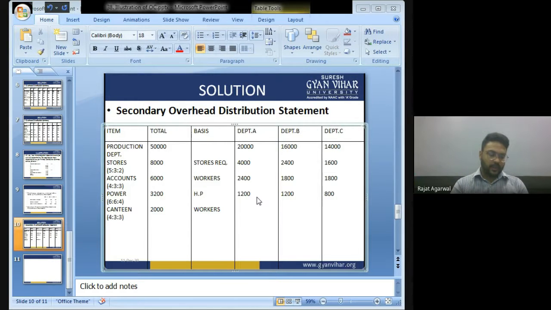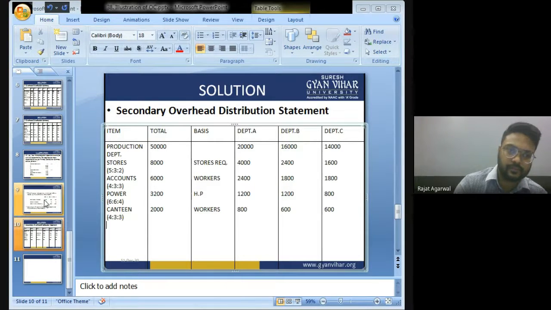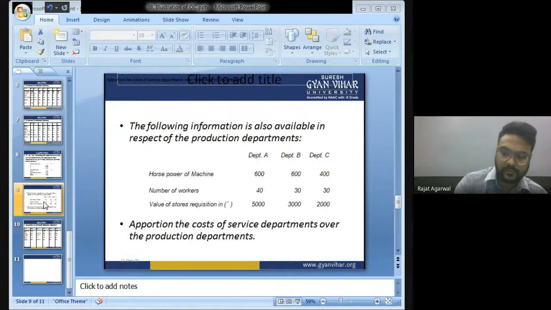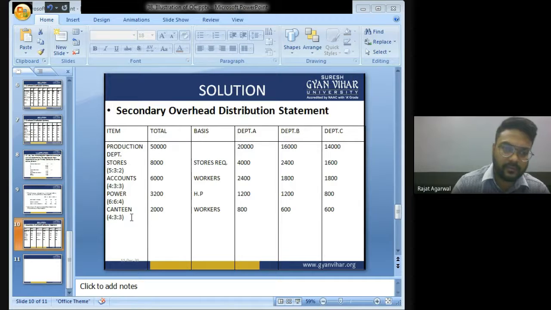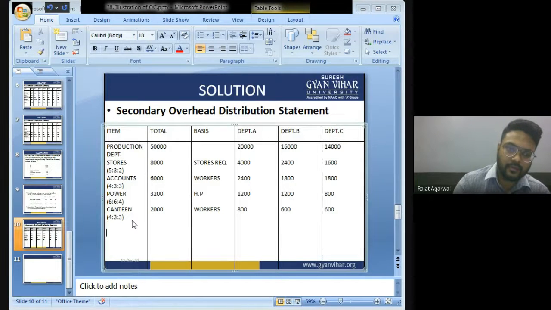2,000 divided by 10 into 4. 800, 600, 600. There is no expense after canteen. So let us make the total.